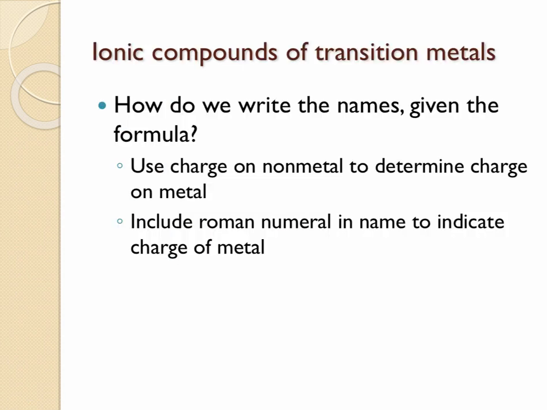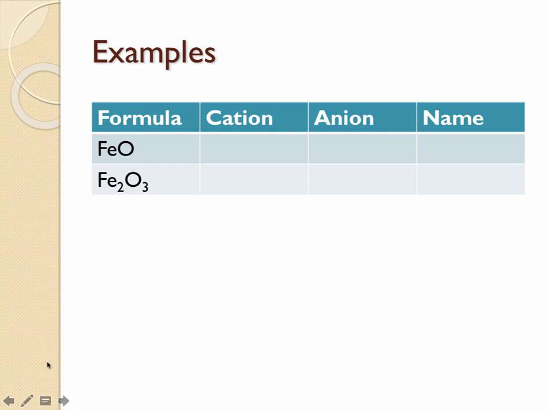So how do we go backwards? What if we're given the formula and we're asked to write the name? You have to include the Roman numeral when you're writing the name for transition metal containing ionic compounds. So we're going to use the charge on the nonmetal, because again, we're going to get that from the periodic table, and we're going to back calculate the charge on the metal. Once we find the charge on each individual metal, we can determine what the Roman numeral is. So let's run through an example.